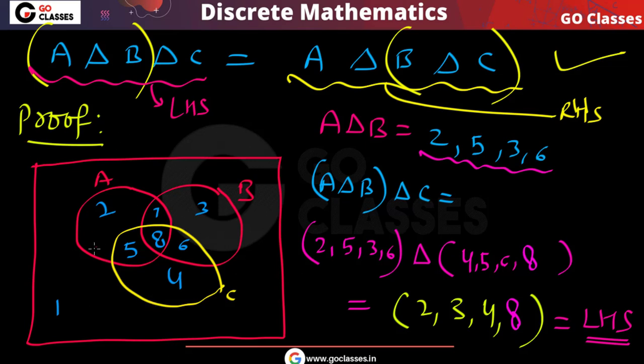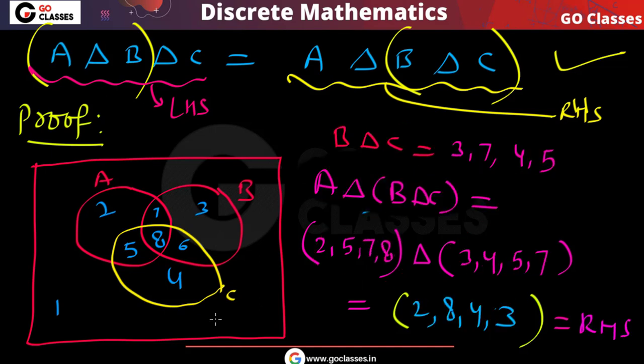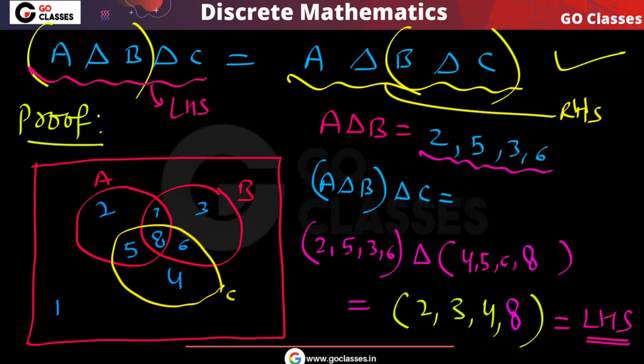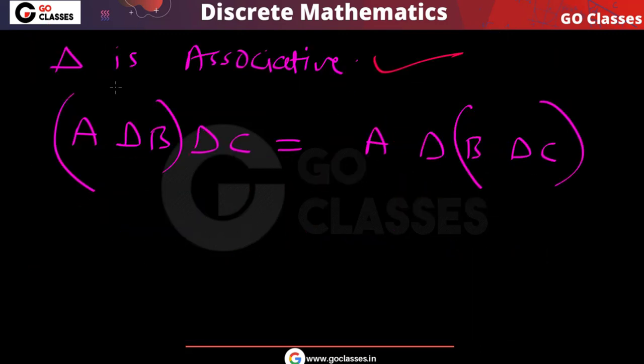In the Venn diagram we have a total of 8 areas: 1, 2, 3, 4, 5, 6, 7, 8. Now you can find the area of A symmetric difference B, that will be 2, 5, 3, 6. Now you can find the symmetric difference of this and this, so that will be 2, 3, 4, 8. Similarly you can do it for the RHS. So the RHS area is 2, 3, 4, 8 and the LHS area is 2, 3, 4, 8. So LHS and RHS are equal, so symmetric difference is associative.